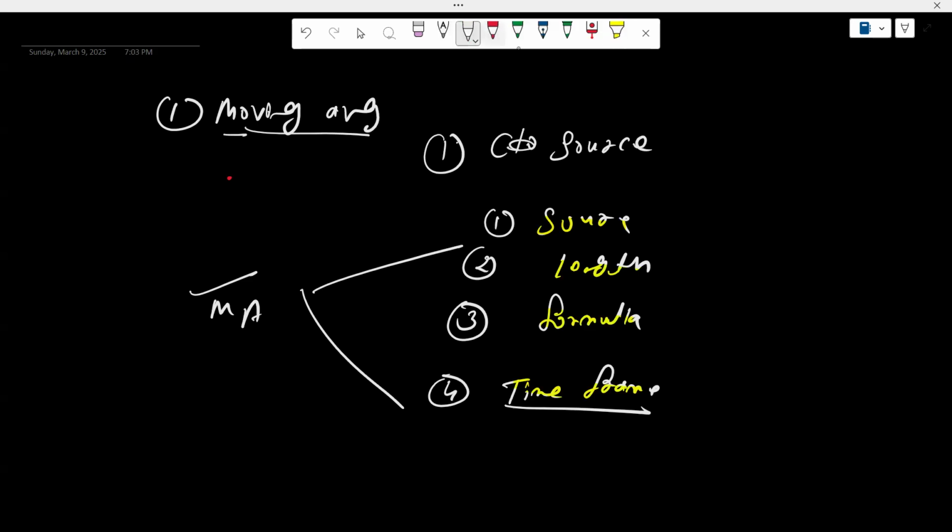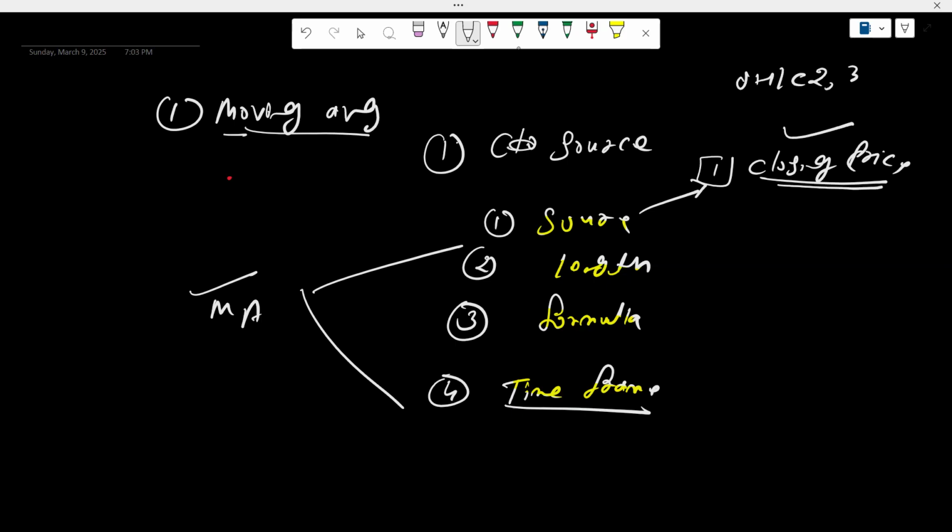Okay, so source, I already told you that the most famous source is the closing price. Okay, closing price because it is the most matured price of the stock market. Whenever you see that your stock has closed at this price, it gives you some sense. So if you consider this closing price, it will be the most mature price. Okay, so always choose the closing price as a source, not OHLC. I told you OHLC 2, 3 and 4.